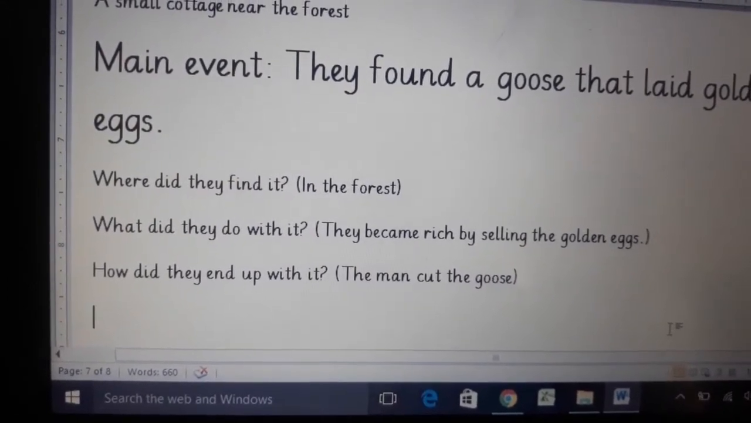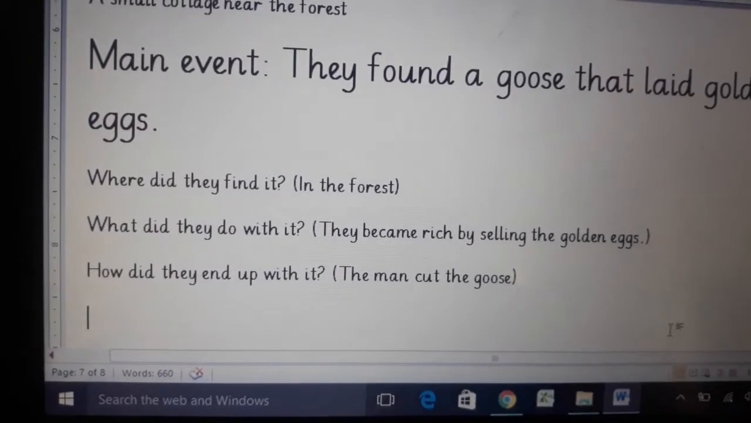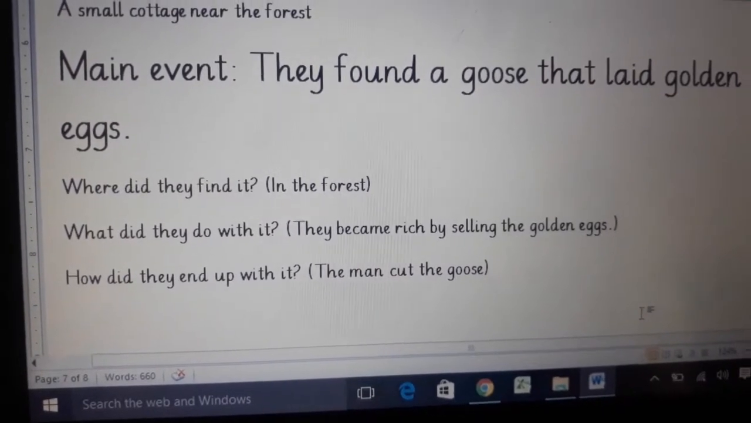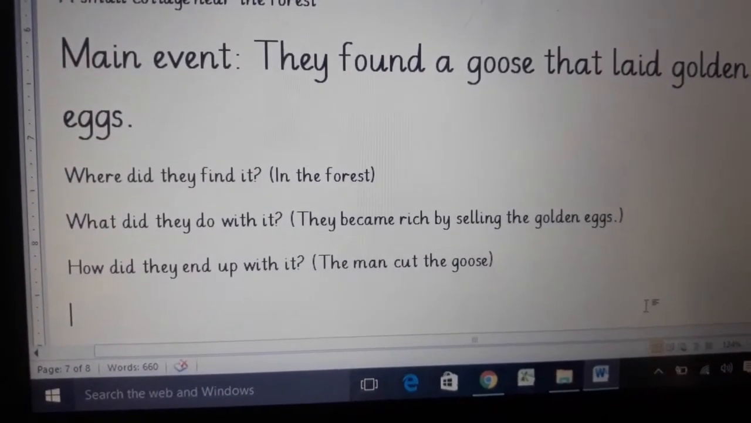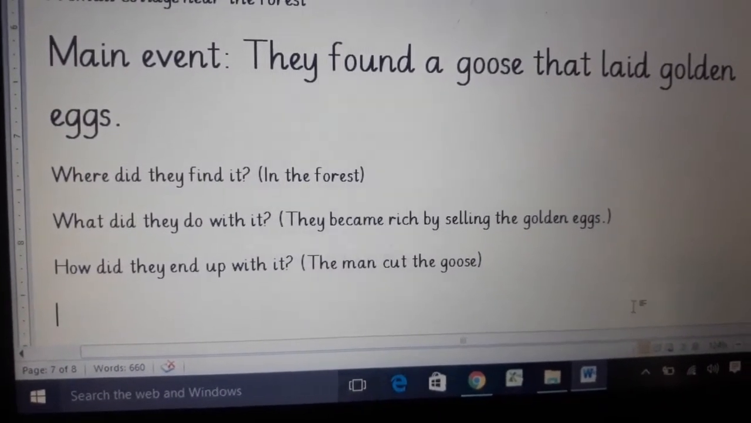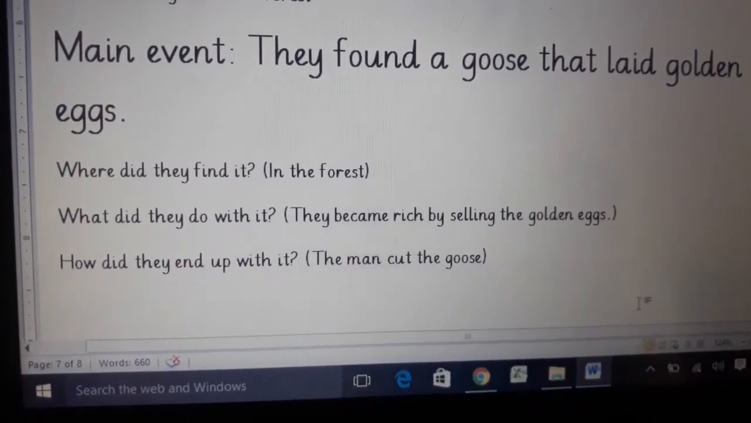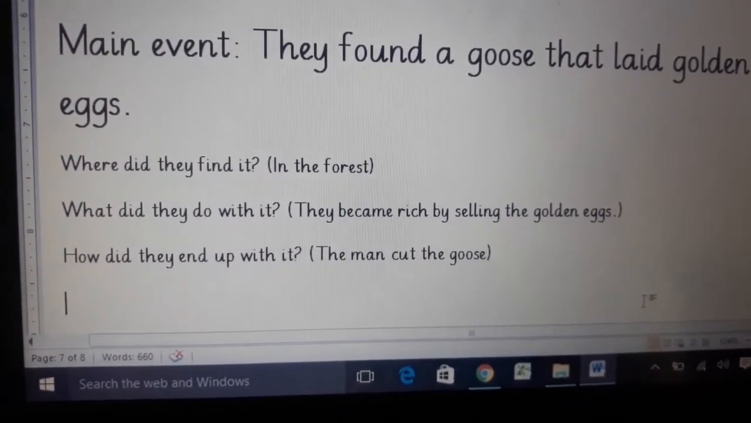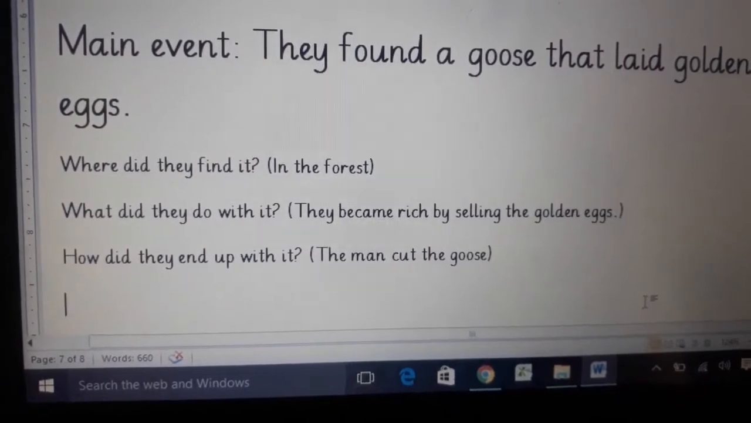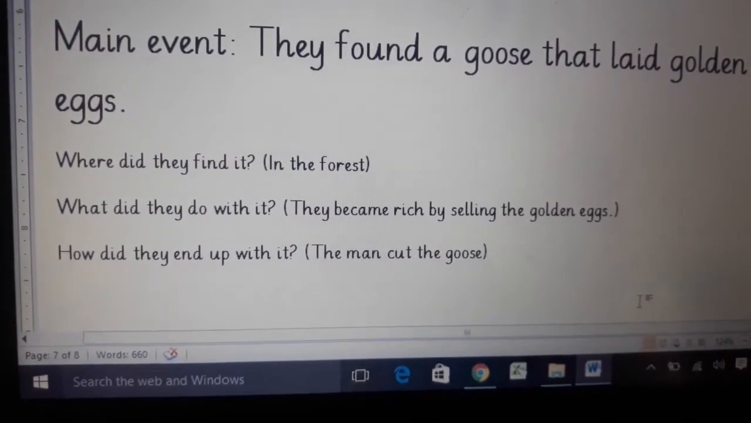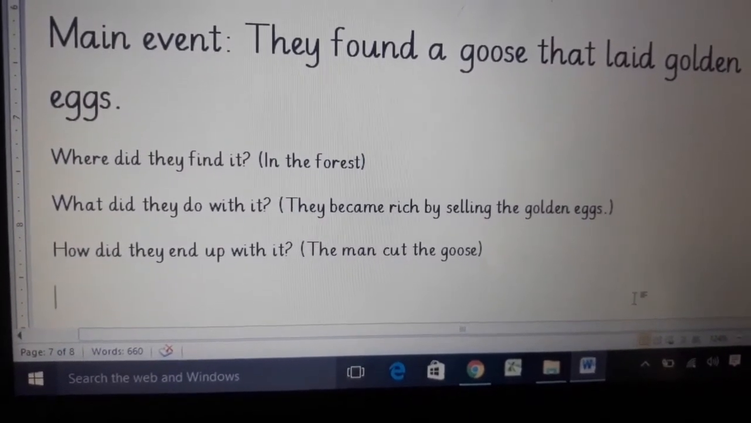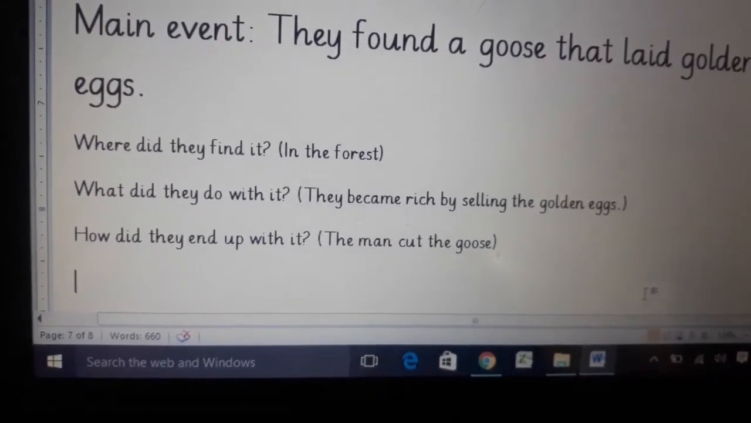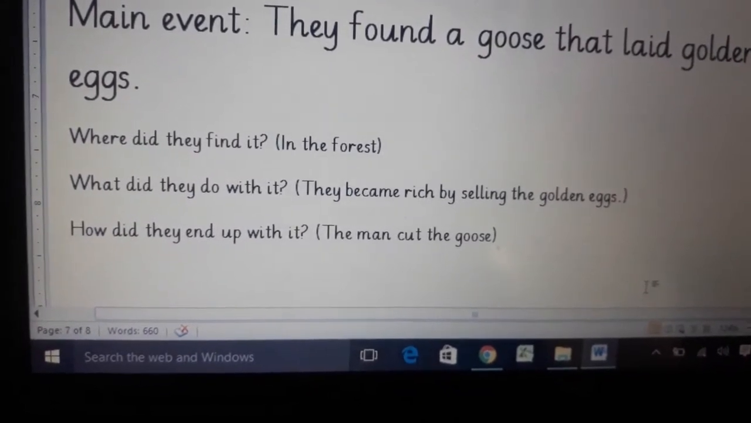The third thing, how did they end up with it? Yes, obviously, if there is a charm, how it started, how it worked, and how did it end? So, there can be two ways. The goose can die by itself. And the other one is the man cuts the goose. So I have selected here that the man cut the goose. Why? Because he wanted to get all the gold at once, in one chance, and he wanted to become rich quickly. What happened in the end? It was his greed that he wanted to get everything at once. Yes, it was his greed.